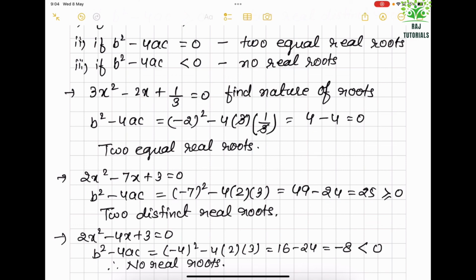So this is your chapter, quadratic equations. This much we have to study for the chapter, and this is the whole summary of the chapter.